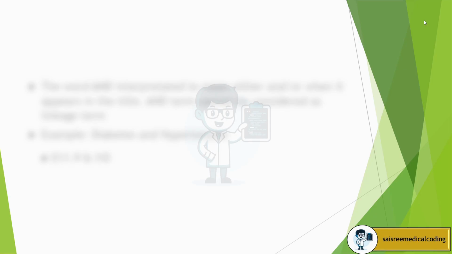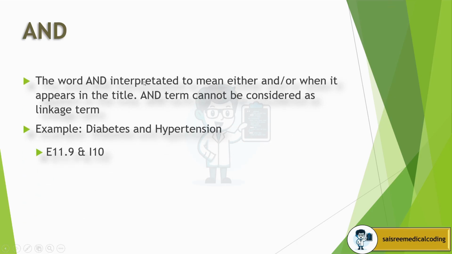And next we are having the And convention. What is meant by this And convention? The word and is interpreted to mean either and or when it appears in the title. And the term cannot be described as a linkage term. Example, diabetes and hypertension. If they are giving it in such a way, and is not a linkage term; the patient is having both diabetes and hypertension. So I have captured both separately. In simple terms, and will not act as a linkage term. It will be indicating that the patient is having two different conditions.